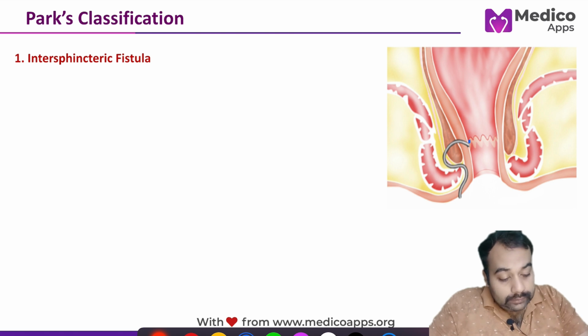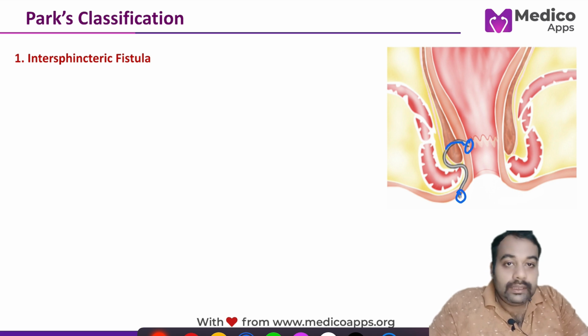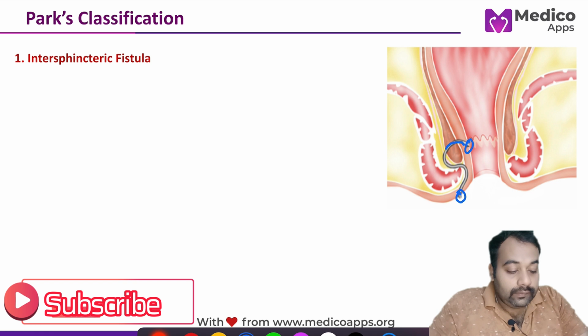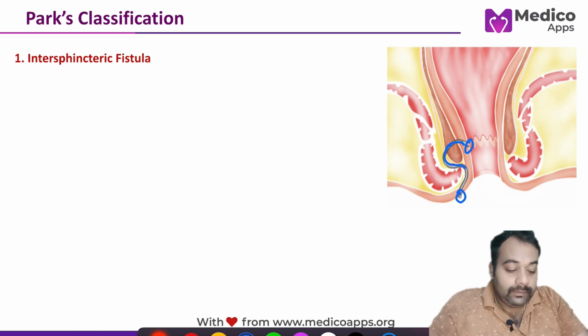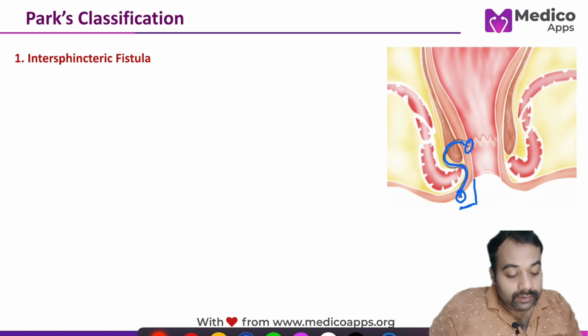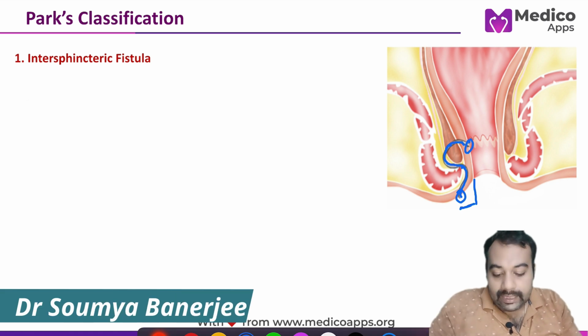So this is the internal opening and this is the external opening. Now the tract basically travels through the internal sphincter, and following that it passes in between the plane of both sphincters and opens in the perianal skin. So as a result, the distance from the anal verge is short and your external opening is pretty low in that case. Okay.